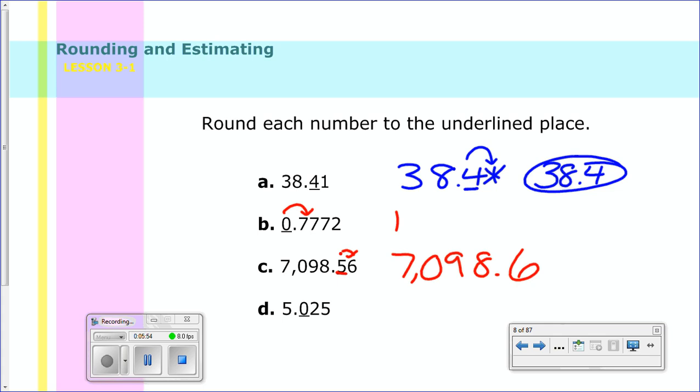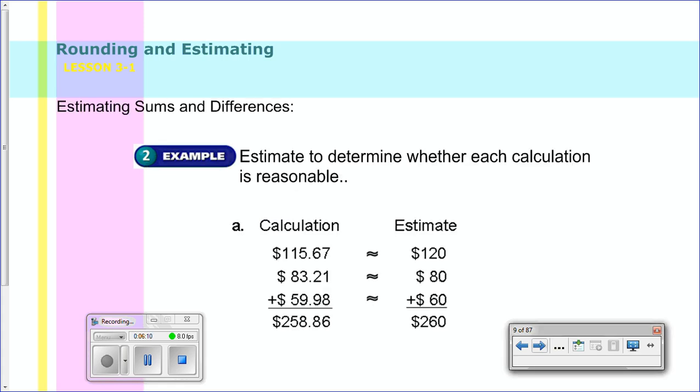And then I have D, I have 5 and 25 thousandths. Well, my zero's underlined. I look at the 2, that's right after it. 2 or less, it stays the same. So I leave it as 5.0. So that's the first piece of your lesson today. So now we're going to look at estimating sums and differences.